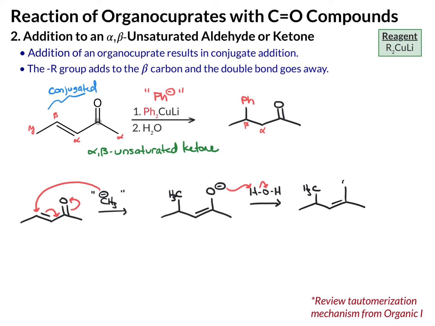So what we do is we protonate this oxygen. This gives us an enol. And you'll remember from Organic 1 that enols tautomerize to give ketones. So when that tautomerizes, you get the ketone. If you need to review the tautomerization mechanism from Organic 1, you can do that.